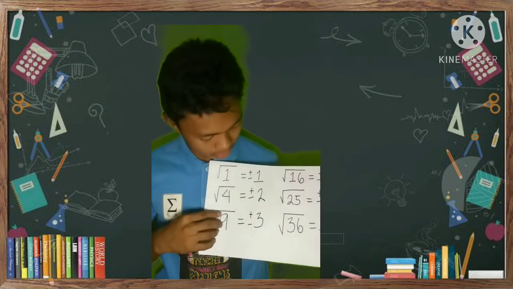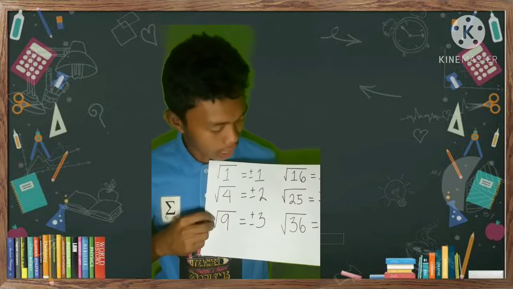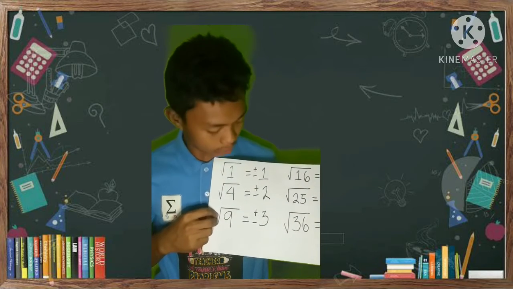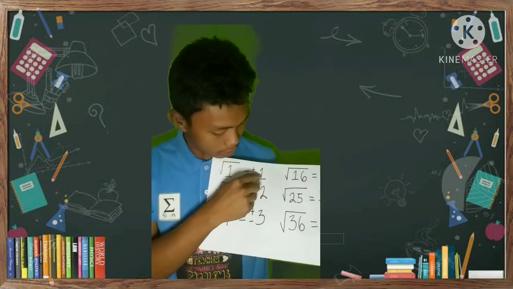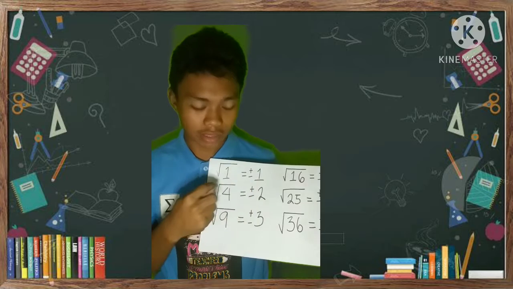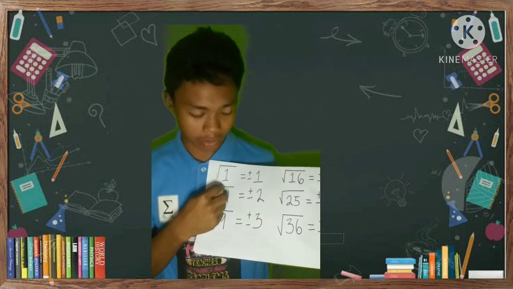Now, we proceed to the examples of quadratic equation by extracting the square roots. In this example, as we notice, it's a perfect square because when we multiply this kind of number by itself, the answer is inside the square root.